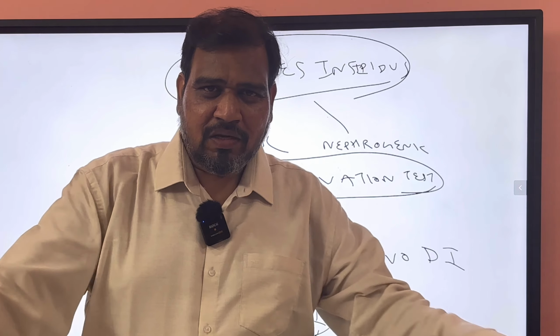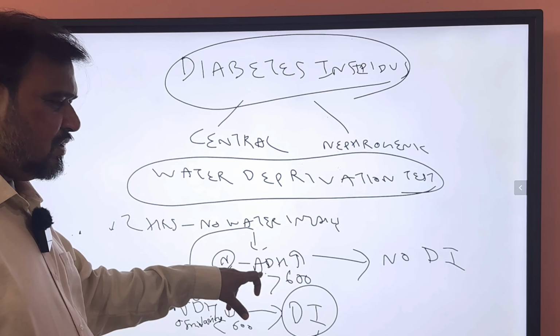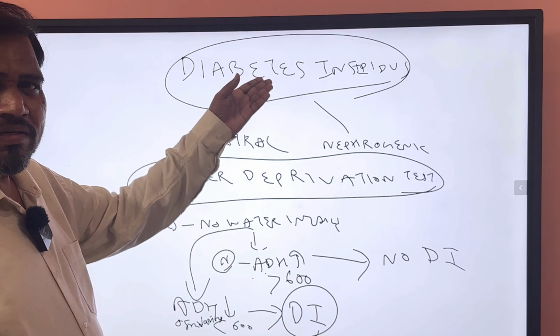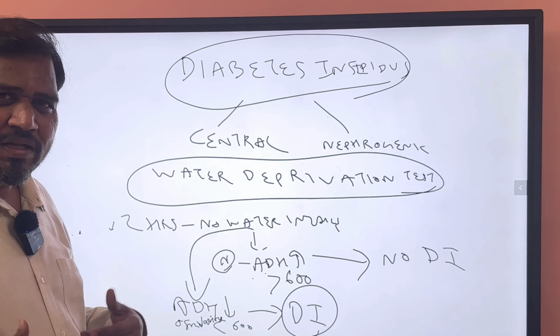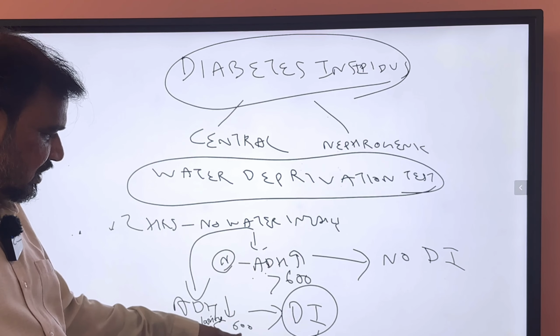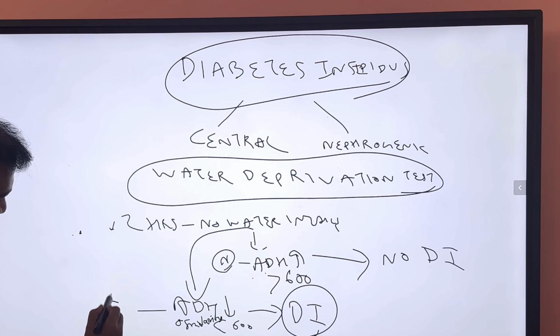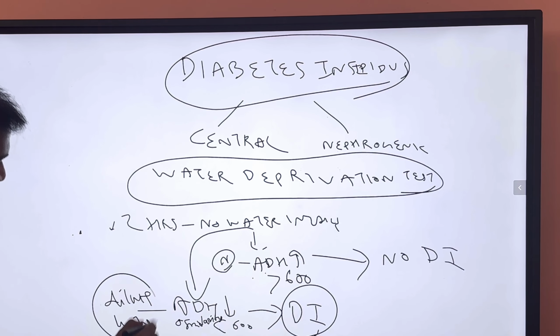So the test which proves that he has diabetes insipidus is the water deprivation test. Two hours, don't give him any water, check his ADH. ADH is not going to function. If ADH is not functioning, urine osmolarity will not increase. See here, urine osmolarity less than 600 means dilute urine. Very simple.